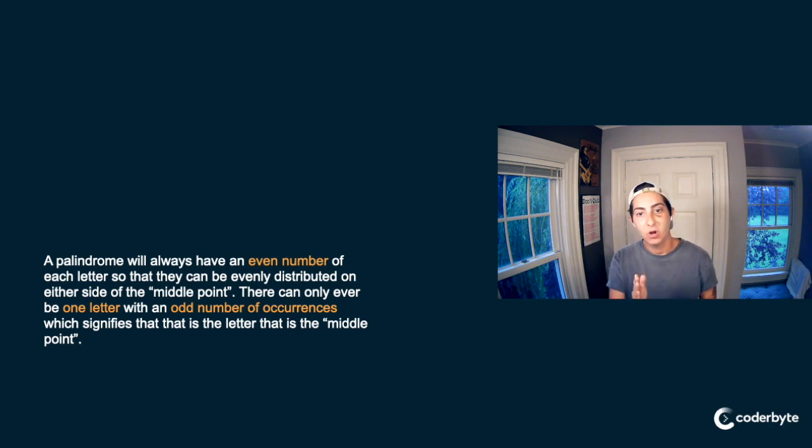Because a palindrome, when you divide it into two, has to be the same in the first half as it is in the second half, which is almost the definition of an even distribution of something, right? Around a middle point.